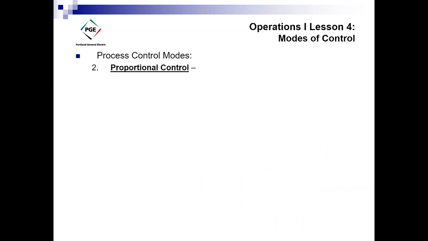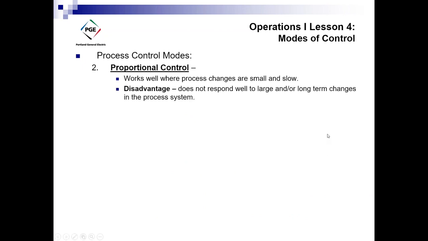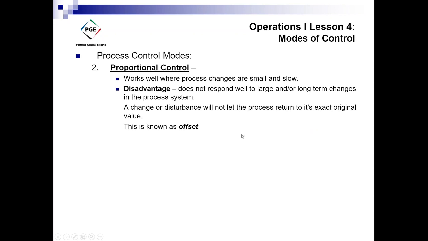Proportional control. Just some things to think about. It works well where process changes are small and slow. Disadvantages: it does not respond well to large or long-term changes in the process system. A change or disturbance will not let the process return to its exact original value. That's where integral comes in. And this is known as offset.